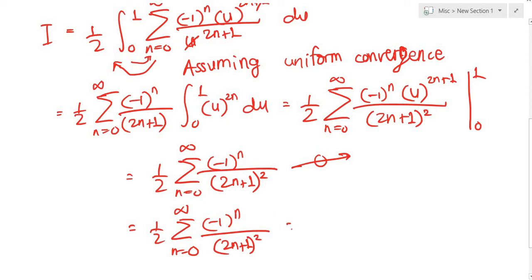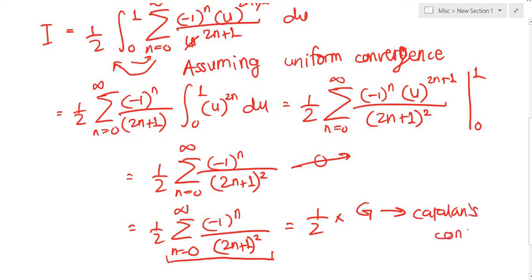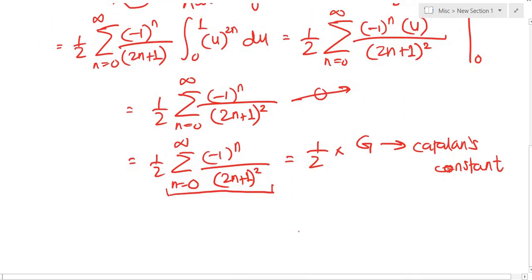Now what does this remind us of? This part, excluding the half, is our Catalan's constant, right? So we can write that as half of G, where G is our Catalan's constant. So that's a really beautiful result if you ask me. Half of the Catalan's constant.